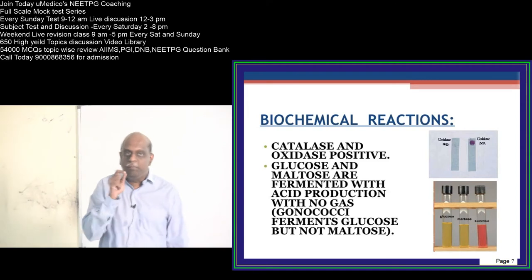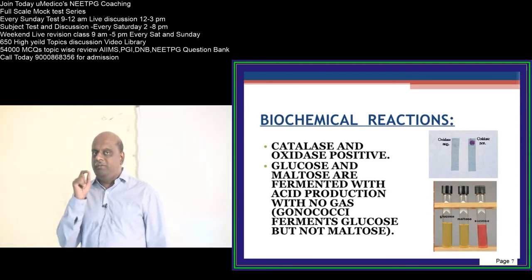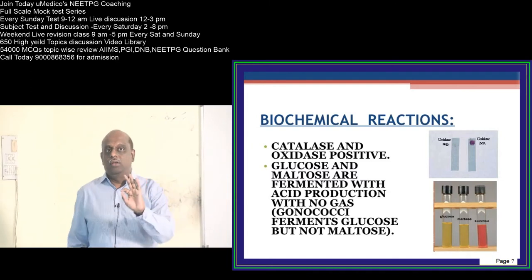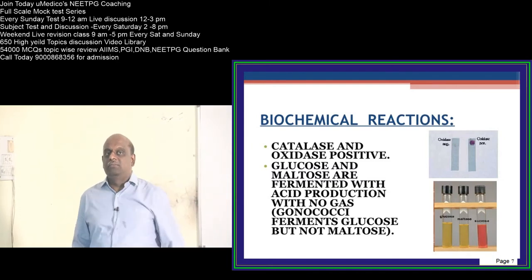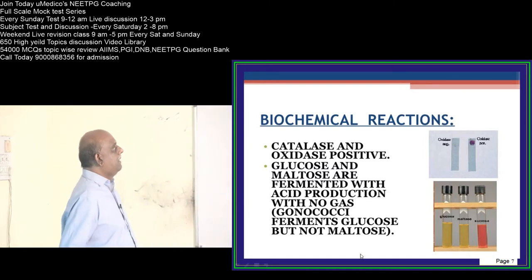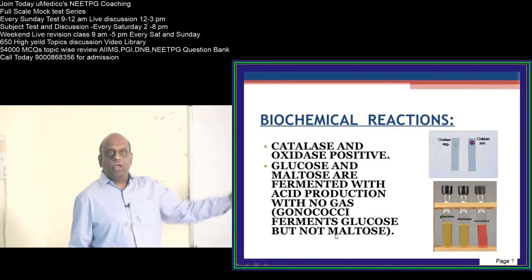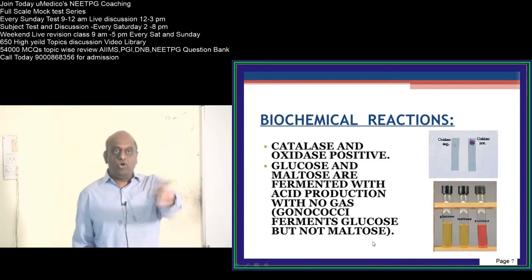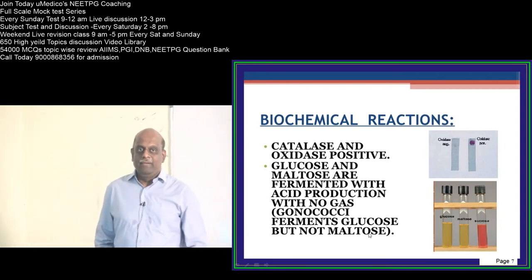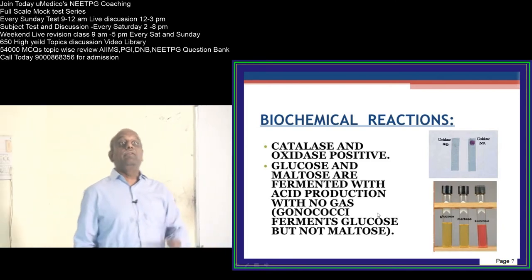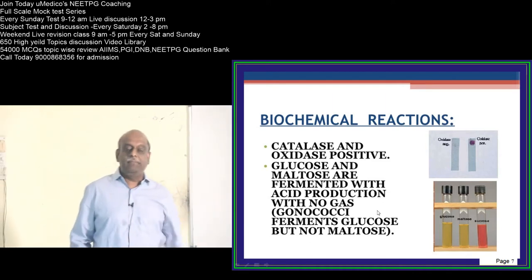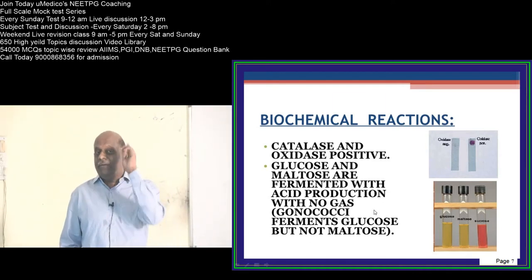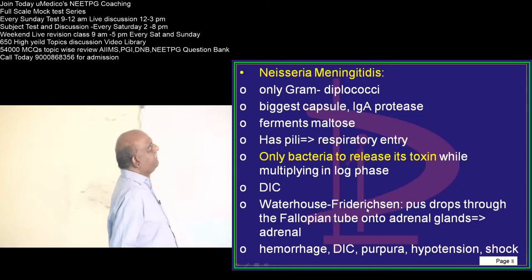Now, when it comes to biochemical reactions, you should always remember maltose fermentation. Why is it important? If gonococci are there, they can ferment the glucose but not the maltose, whereas the meningococci can ferment the maltose. M for meningococci, M for maltose. You are not going to forget. You will remember when the examiner asks this question.